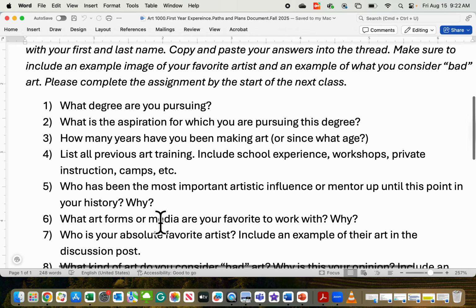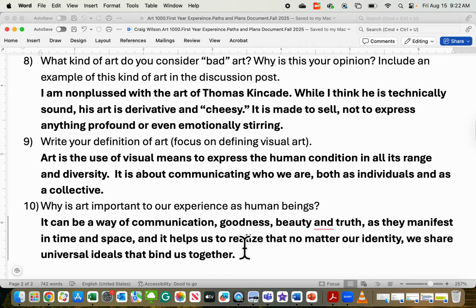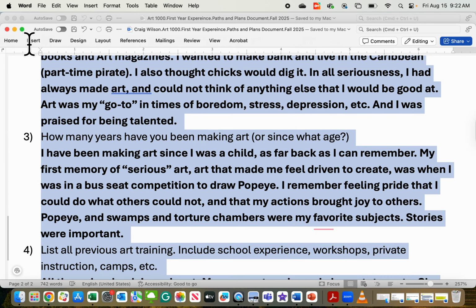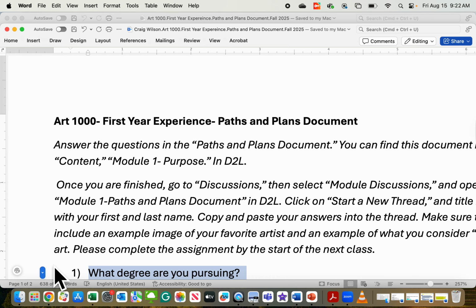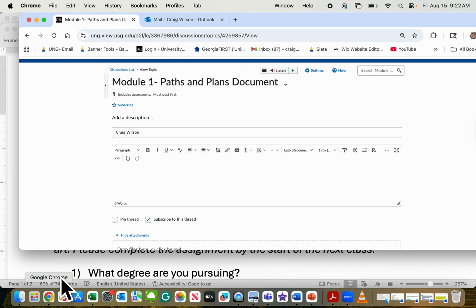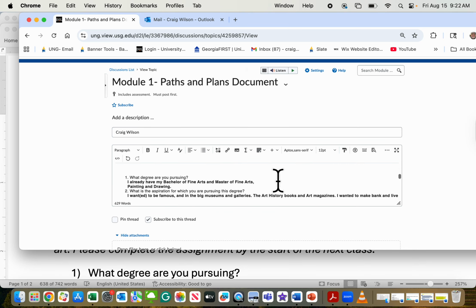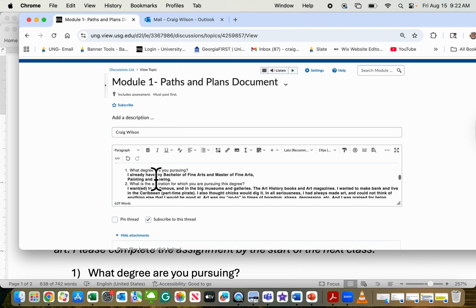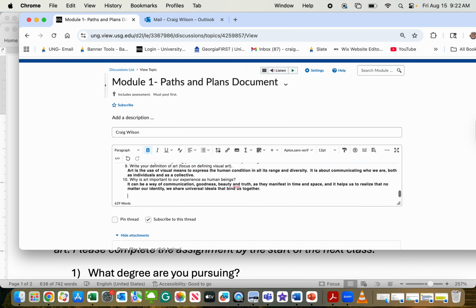Take your document. Select all the questions and answers. Copy and paste. Go back to your field. It's a good idea to keep the formatting. Uh-oh. There we go. There was something there.